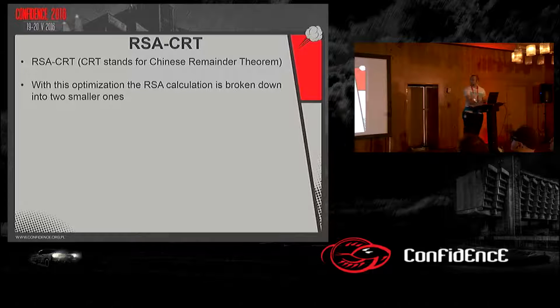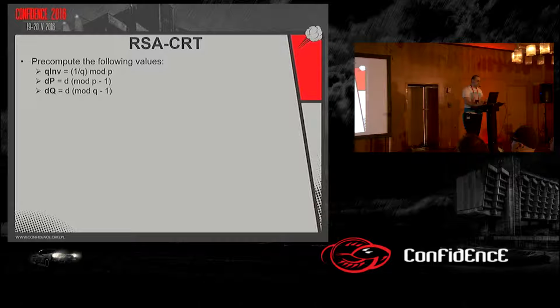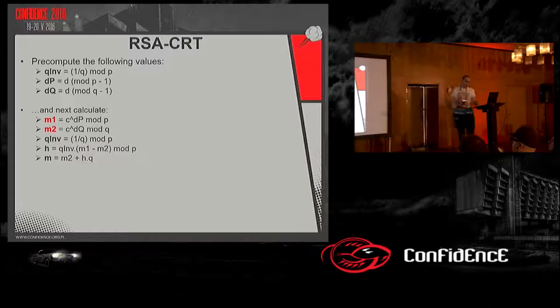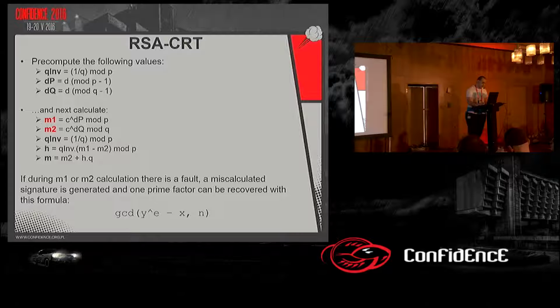So let's introduce RSA-CRT. RSA-CRT is basically an optimization that breaks down the RSA calculation into two different pieces. There is a precomputation of some values, which are this one, and these other values are calculated dynamically. If during the M1 or M2 calculation there is a fault, the server will generate a miscalculated signature, and a prime factor, P or Q, can be revealed with that formula, which is the greatest common divisor.